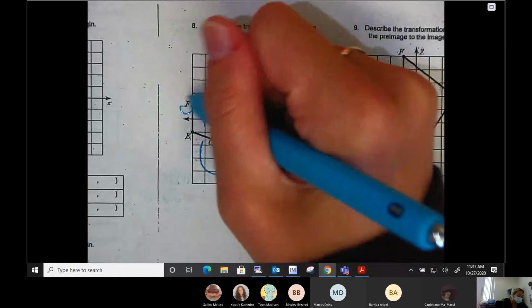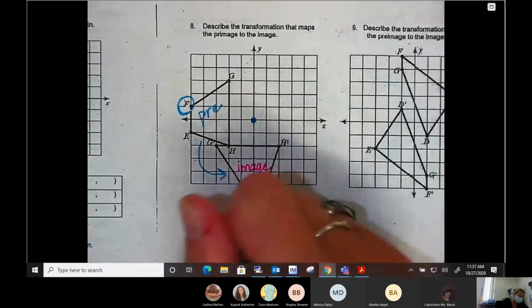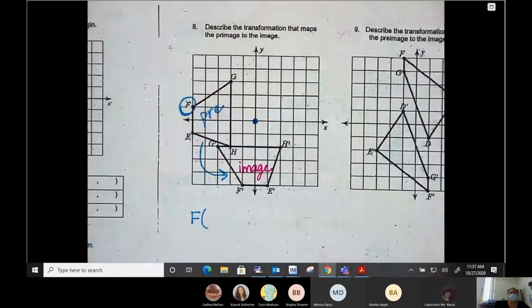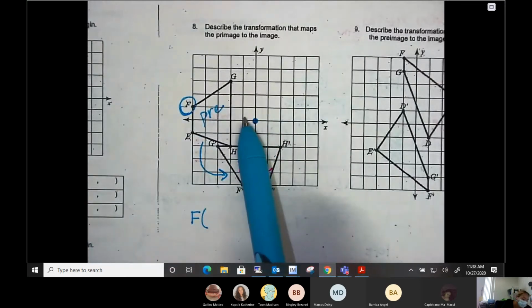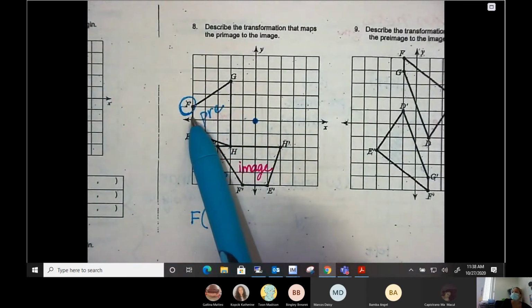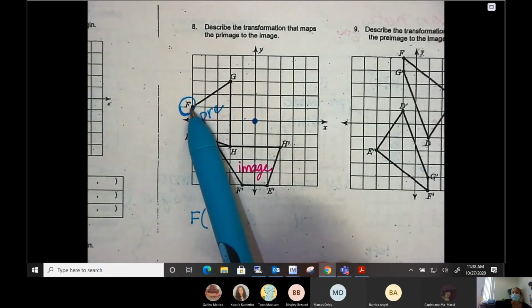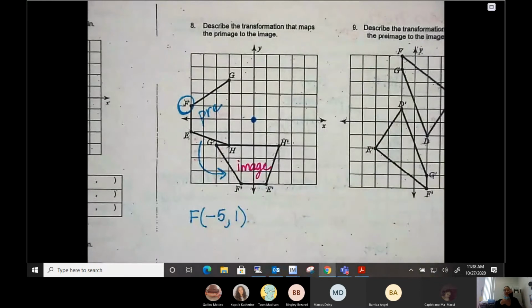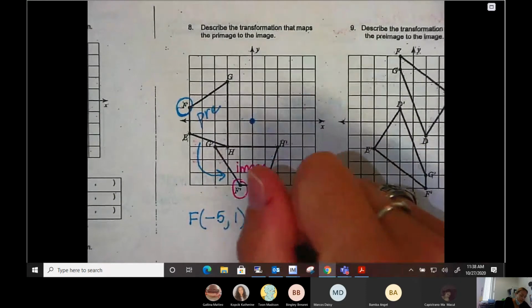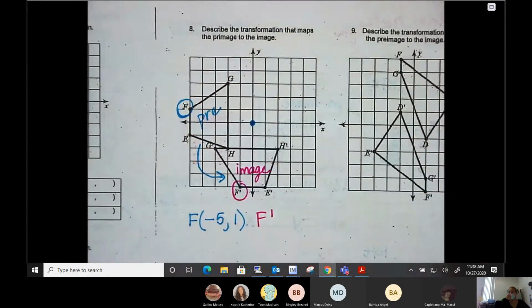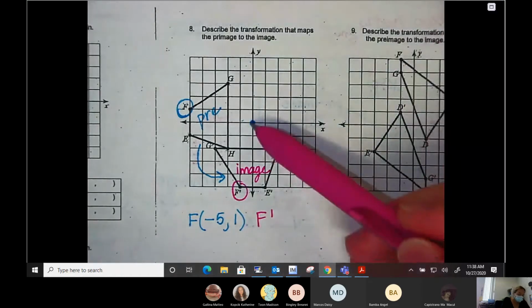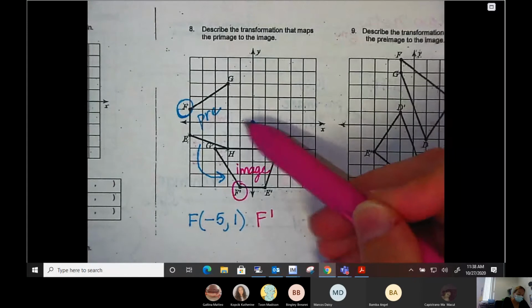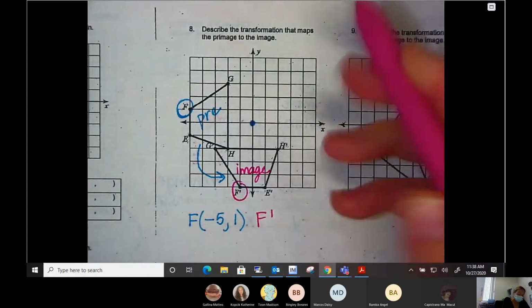F, okay. Here's point F. We're going to write the coordinates of point F. All right, so how many do you go over for point F? You go over 5, and then how many do you go up? 1. So you've got -5, 1. Now we're going to find its matching point in the image, which is F prime, down below. We're going to write the coordinates of F prime. What are the coordinates? -1, -5. Good.